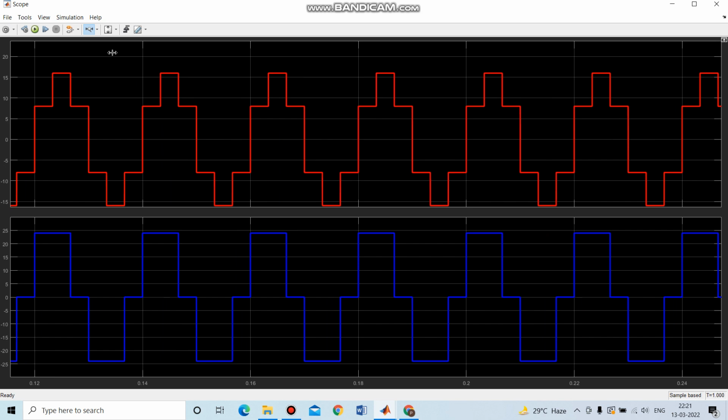So we can clearly verify that your three-phase VSI, that is voltage source inverter, with 180-degree mode of conduction is verified successfully using your MATLAB simulation.